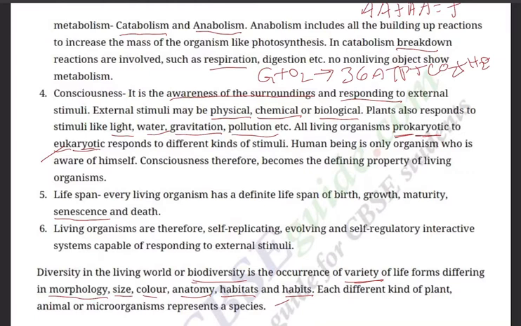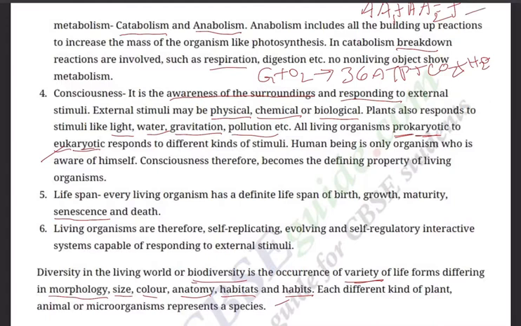In catabolism, we say it is breaking of bigger molecules to release energy, like proteins are broken down into amino acids. And the same example we can quote for anabolism. Anabolism is addition. Two amino acids joined together make a protein. Amino acid 1 plus amino acid 2 giving rise to a protein.